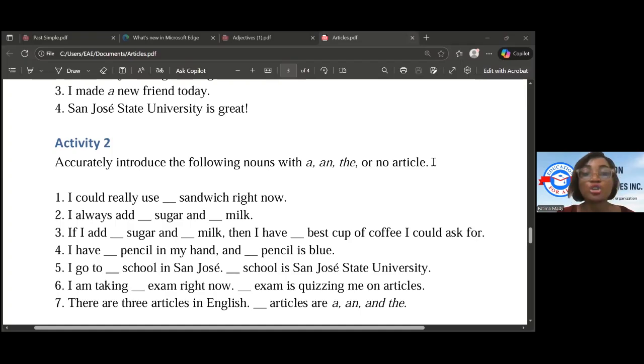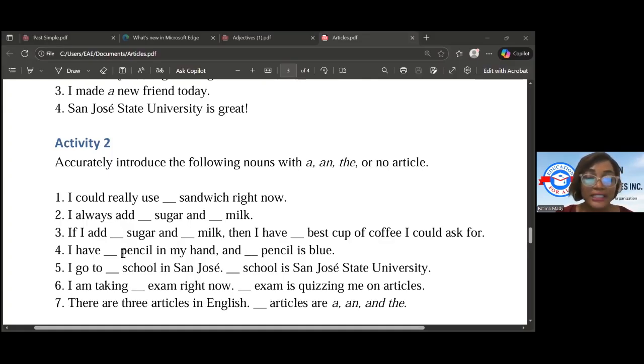Sugar. It's true, it's written sugar, but it's pronounced sugar. I always add sugar and milk. Yes, sugar. All right, so this is no article, right? No. Great, that's correct. I hope everybody is taking down the corrections. Please take down your corrections.